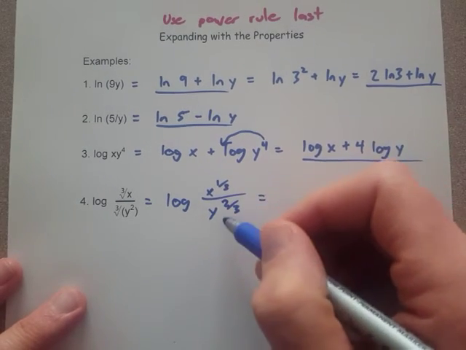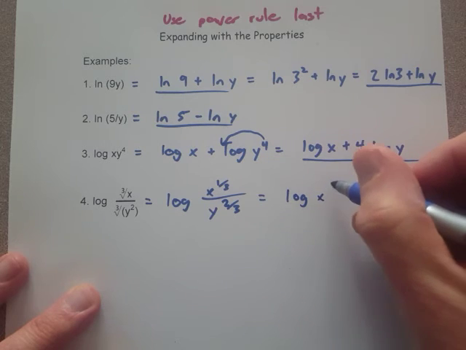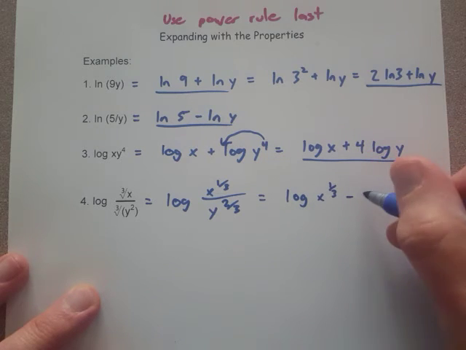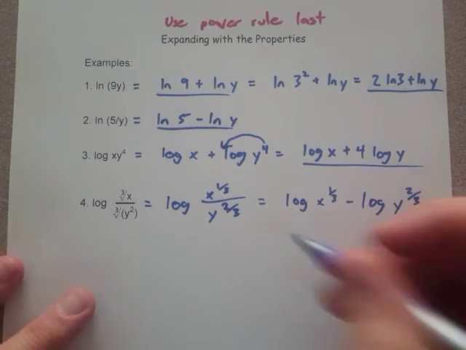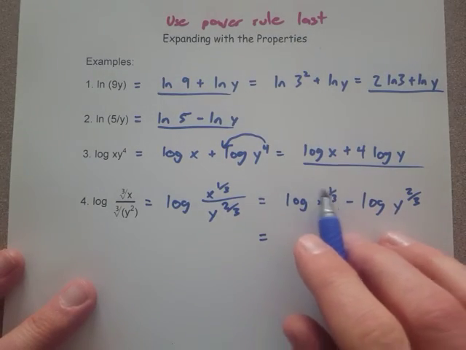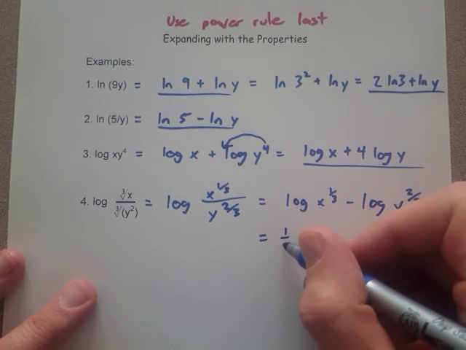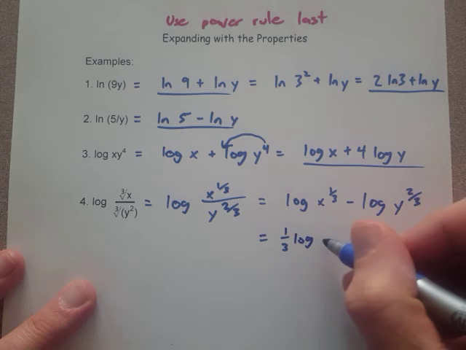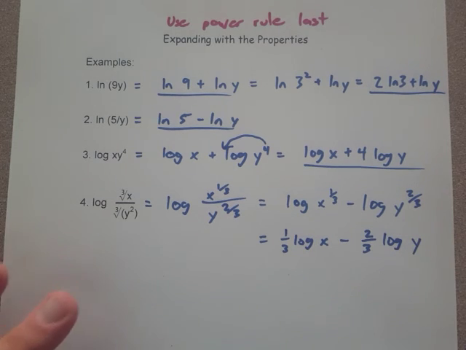Once that happens, now we can split this up. We can use the quotient rule and say that means log of x to the 1/3 minus log of y to the 2/3. The only other thing left to do here, the power rule last. So let's move these powers out in front like we have done before and call this 1/3 log of x minus 2/3 log of y.